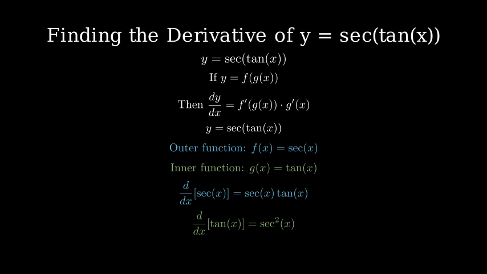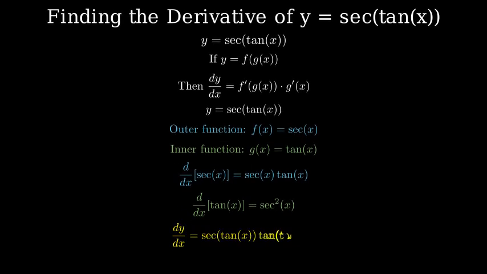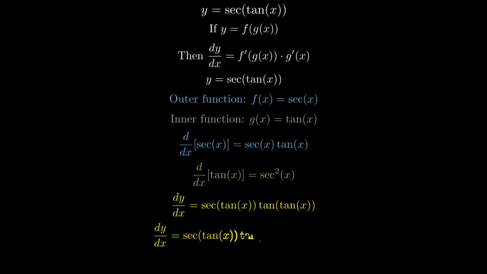Now, let's apply the chain rule. The derivative will be secant of tangent x times tangent of tangent x. That's from the derivative of the outer function times the derivative of the inner function, which is secant squared x.